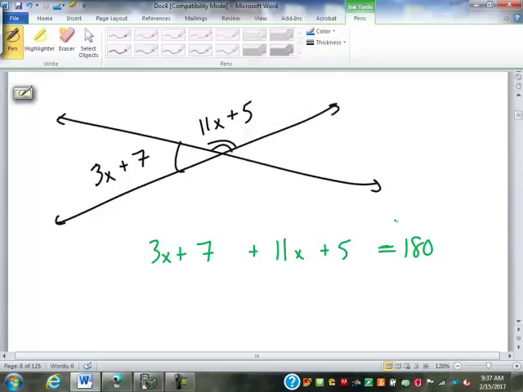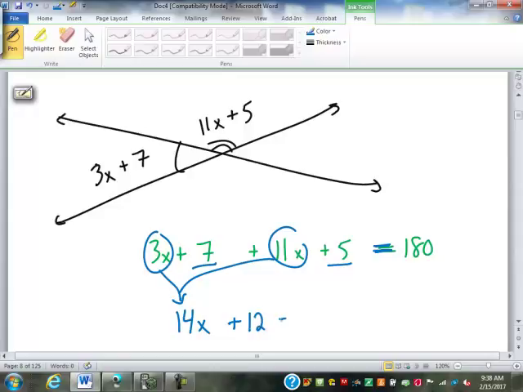We could have put the 11x plus 5 first, it wouldn't have mattered. But after this next step, we'll come out to the same thing either way. So here's our equal sign. Let's combine everything we can on the left side. What can we combine there? 3x and 11x, which is going to make 14x. Anything else we can combine? 7 and 5 makes 12.